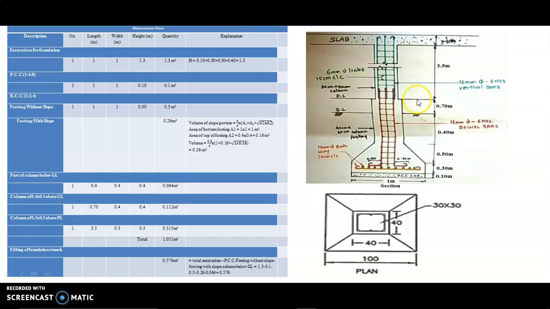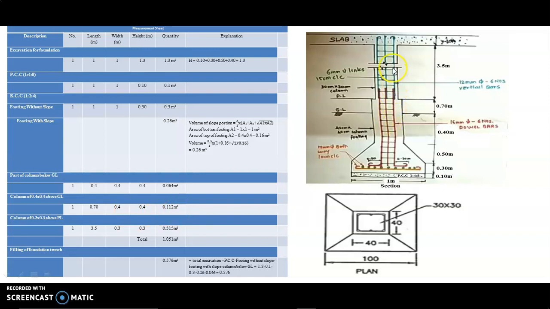Now we have to calculate this part. This is the same 40 centimeter by 40 centimeter as area. So 0.4 is the width and height, and the length of the column is 0.70. That's why here we write length is 0.70. We calculate this value and we get 0.112 meter cube as the answer.